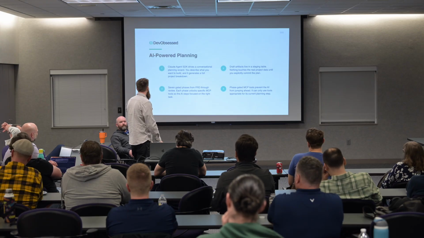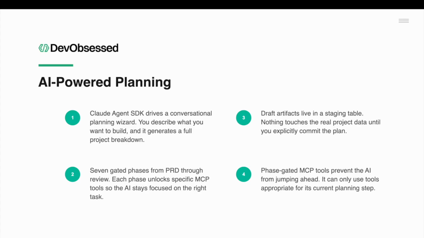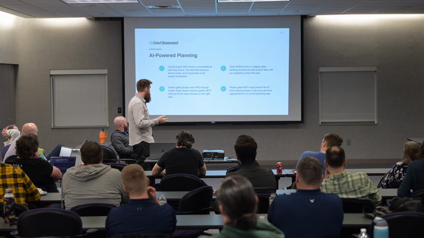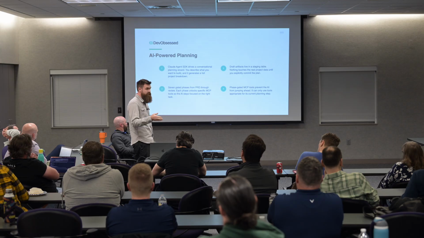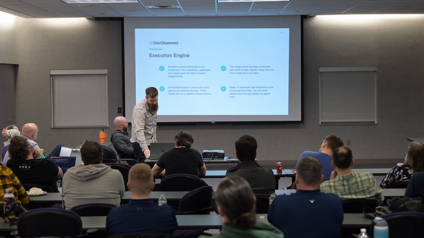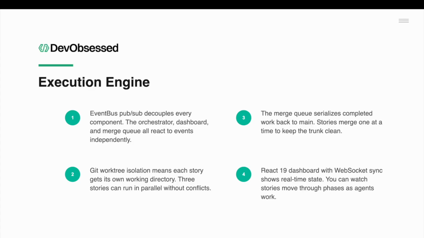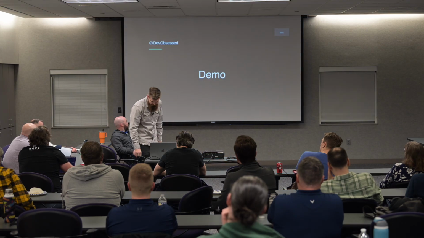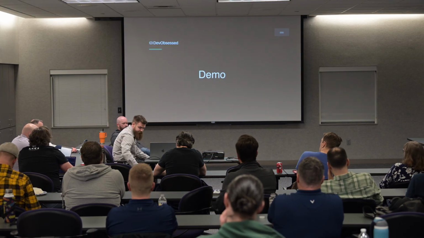Yeah, okay. 7 gated phases. It drafts the artifacts. So the artifacts that are going to come out of this are the PRD, all the features, the waves, the specs, and then it's going to commit the plan, and the MCP tool is given to the agent, and it can now access all of that data. The execution engine, it's just a pub sub. It does that git work tree isolation, merges the queues, and there's a dashboard. We're going to get into the demo. So, all right, let's get into the demo.